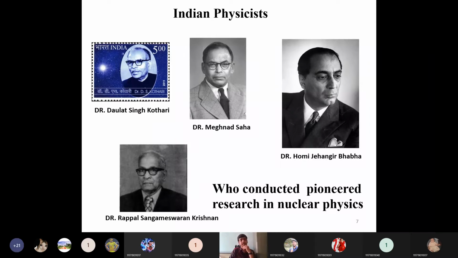He was a scientific advisor to the Ministry of Defence, Government of India, from around 1948, and he served for 20 years. Kothari Fellowships are also named after him. He has the distinction of having received both the Padma Bhushan as well as the Padma Vibhushan.